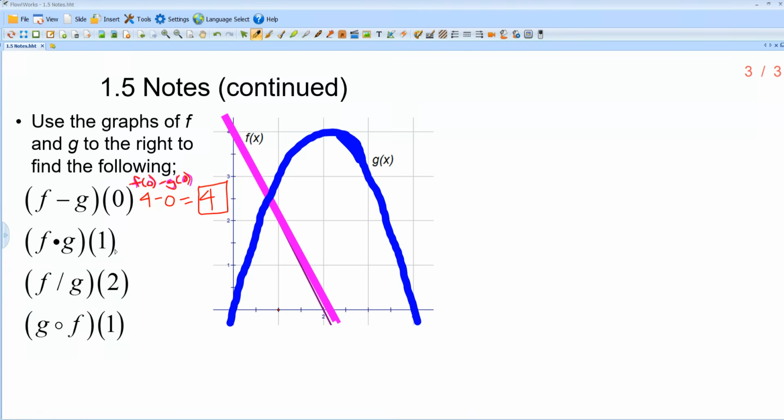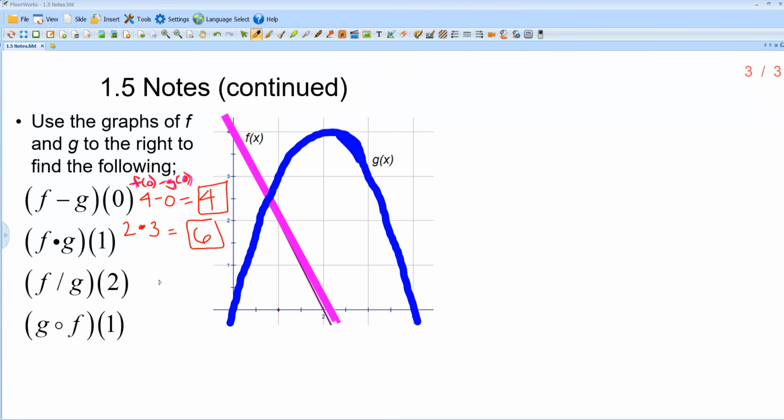F times g of 1. So I'm doing f of 1. Here's 1. F of that means the pink line, so 2, times g of 1. G of 1 is that blue function, so I go to 1. I go up to that blue function, and that value is 3. 2 times 3 is 6.